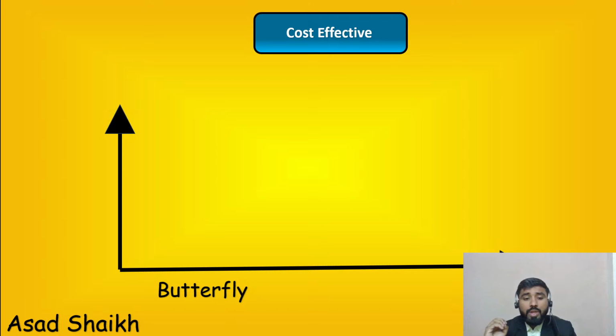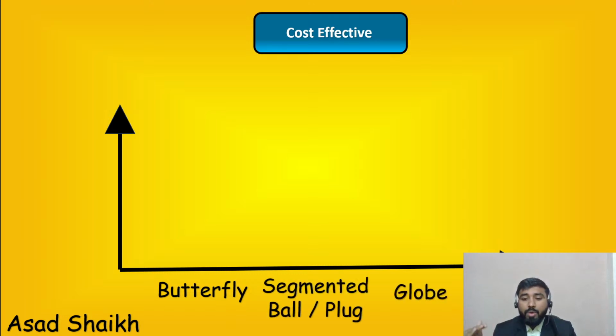Now when it comes to your application, you have butterfly, segmented ball and globe. Here, which is the most cost effective option? Can you put in the comments which you think is the most cost effective option?